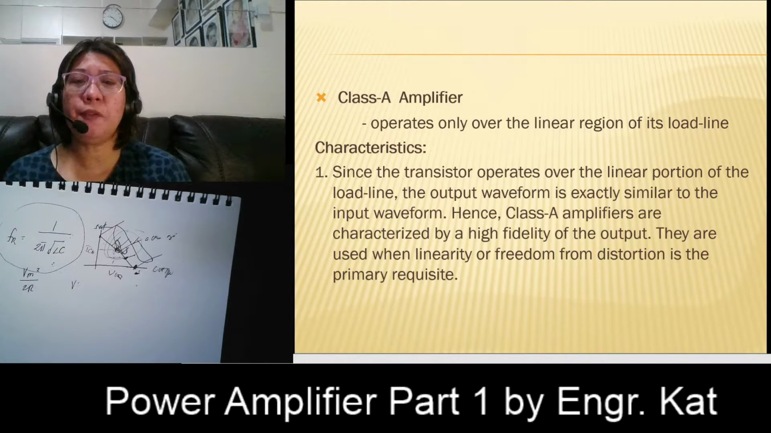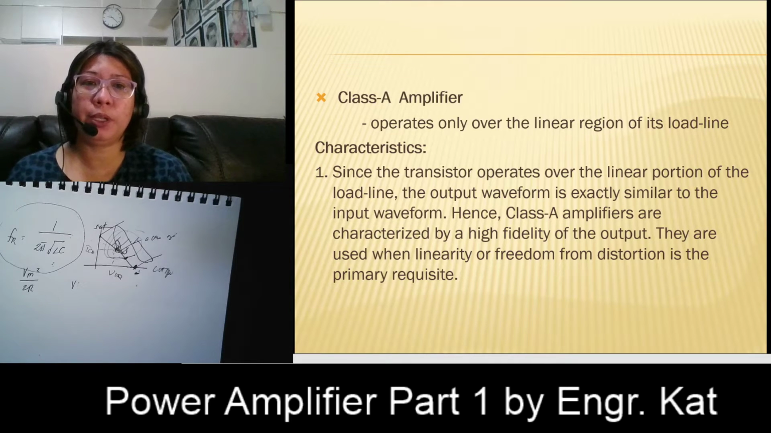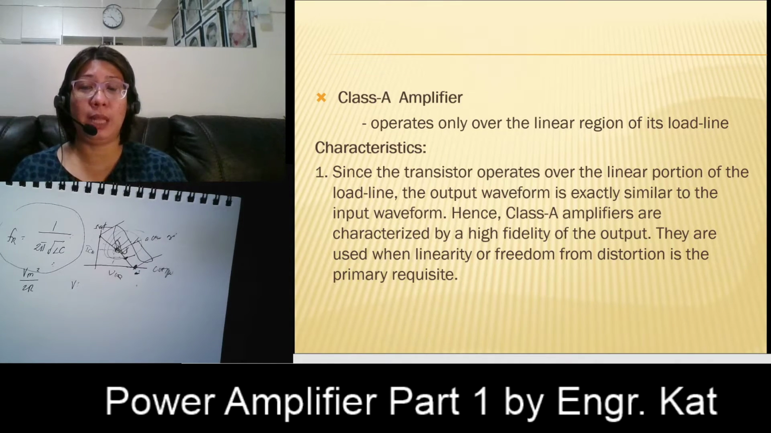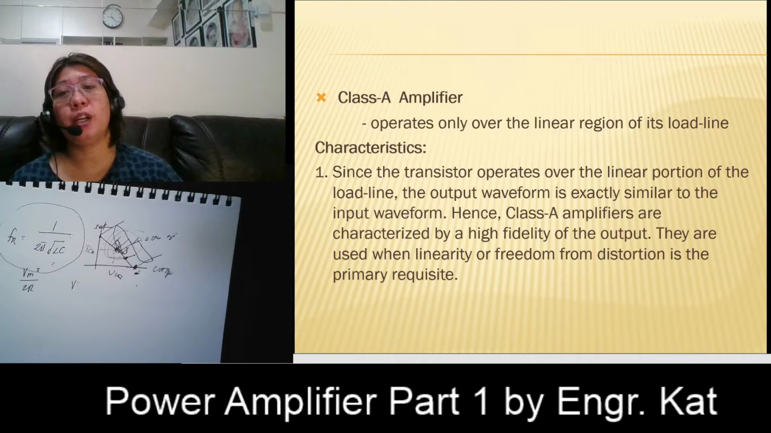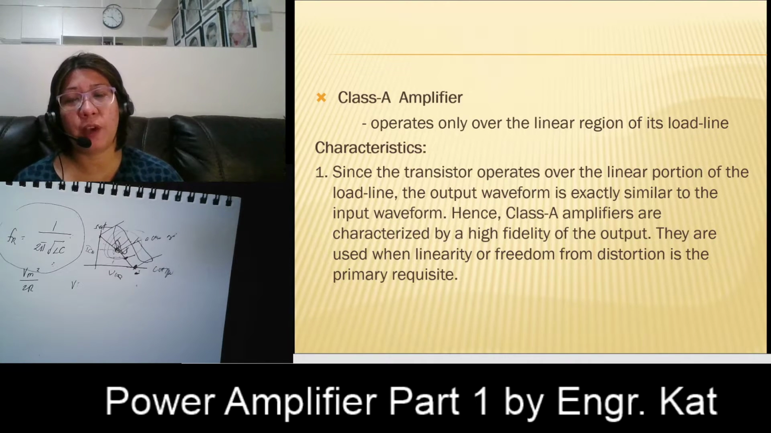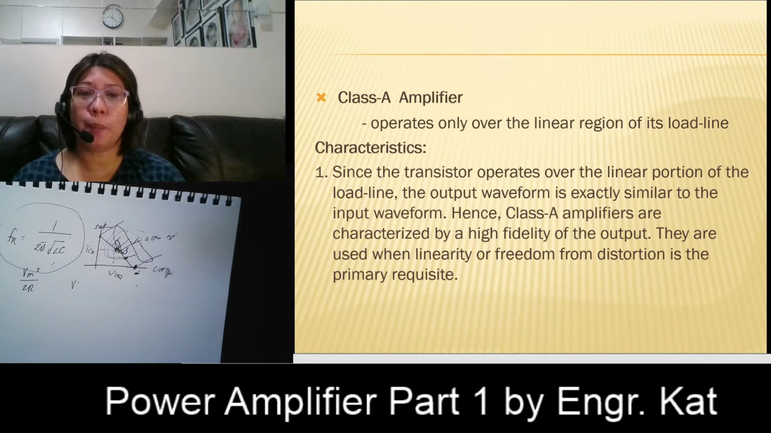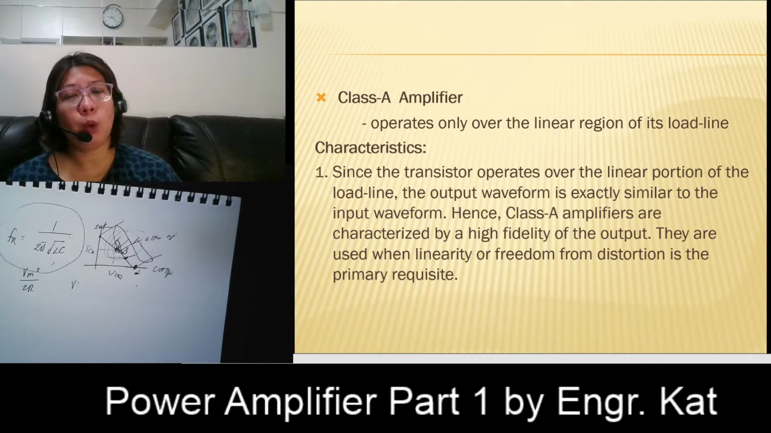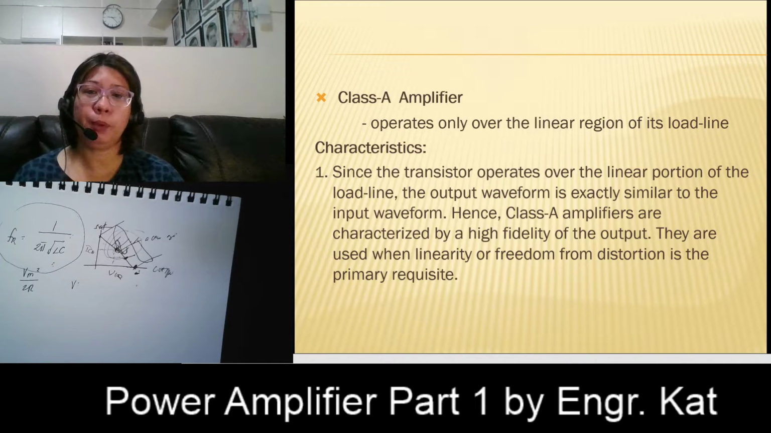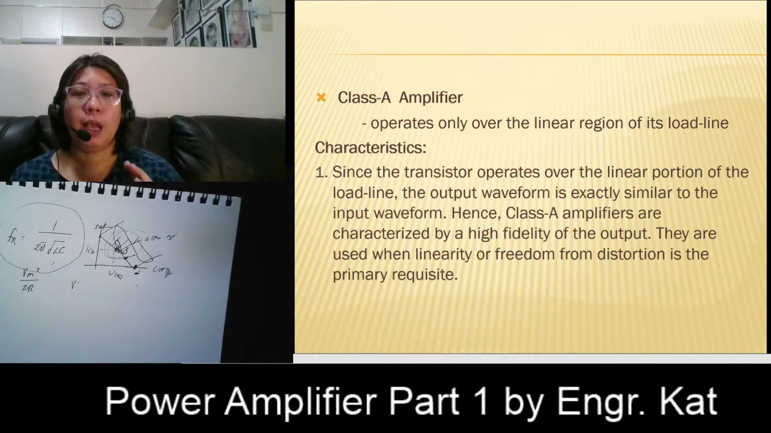So a Class A amplifier operates only over the linear region of its load line. These are the characteristics of a Class A amplifier. Since the transistor operates over the linear portion of the load line, the output waveform is exactly similar to the input waveform. So when your output waveform looks directly like your input waveform, Class A amplifiers are characterized by a high fidelity of the output.